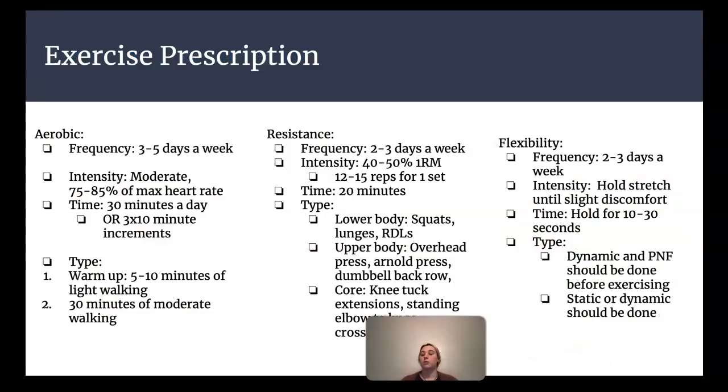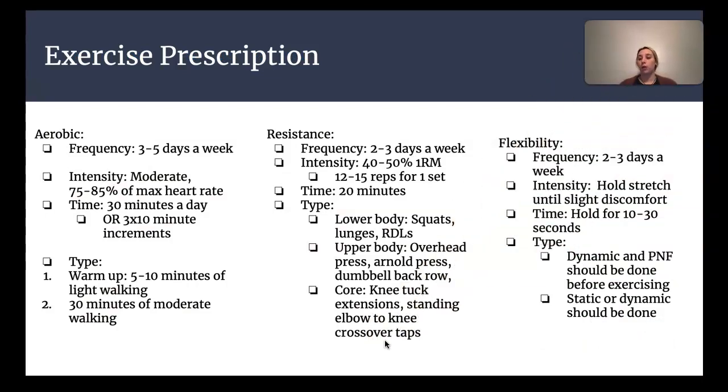So for my exercise prescription, I chose for my aerobic frequency 3 to 5 days a week. My intensity should always be moderate, so that's 75 to 85% of max heart rate. The time should be 30 minutes a day, so my client can either choose to do it all at one time or in increments of 3 10-minute exercises. For the type, I chose a warm-up of 5 to 10 minutes of light walking and 30 minutes of moderate walking.